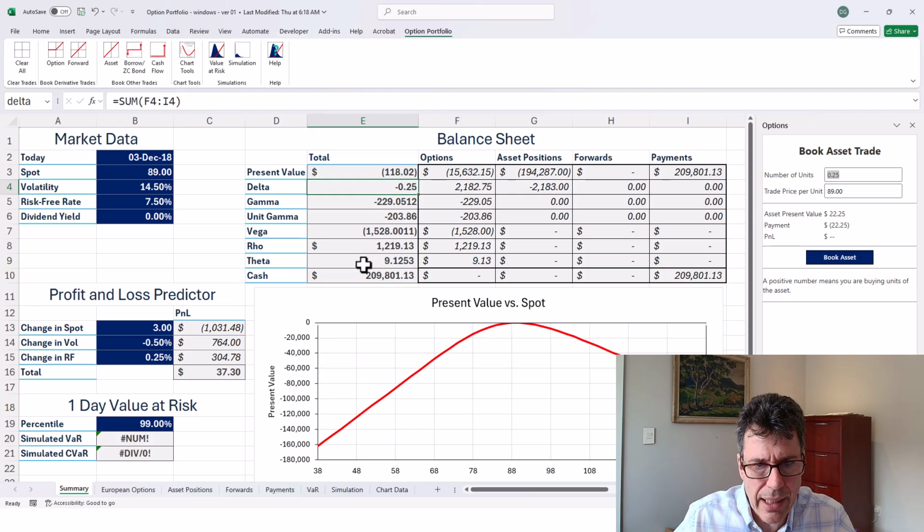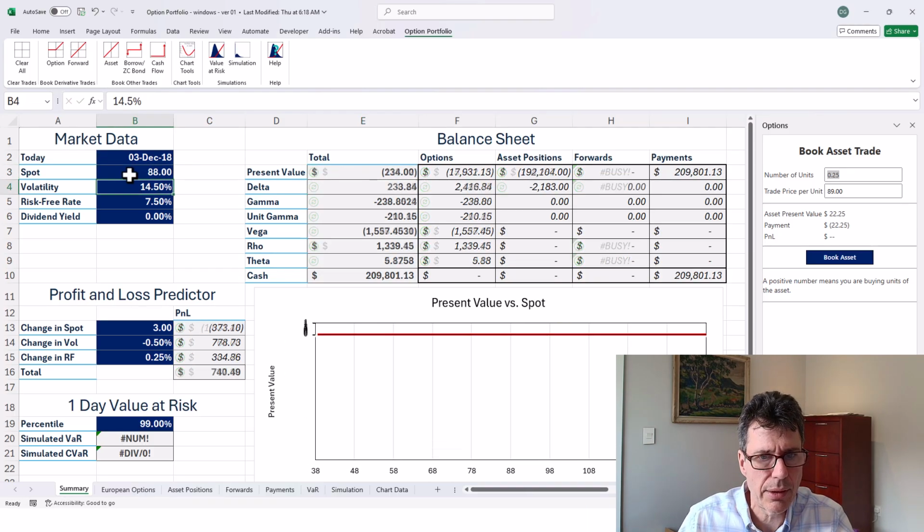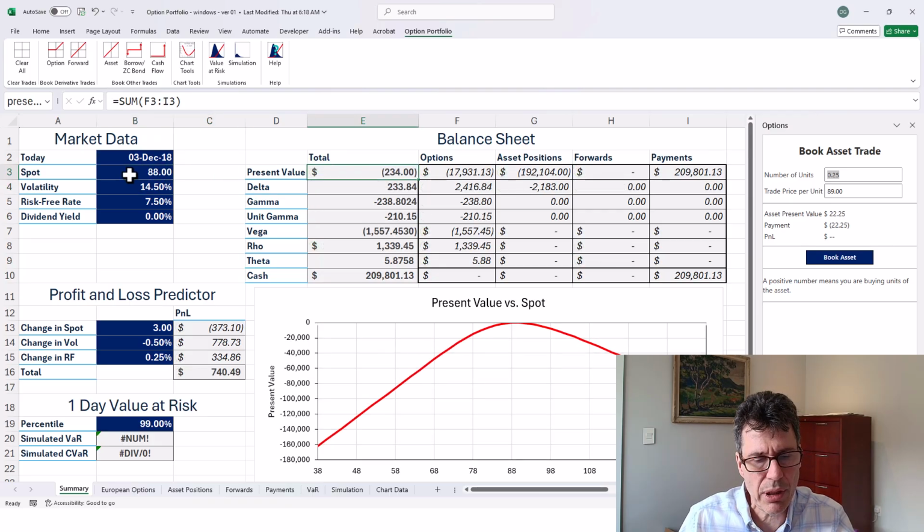Now that hedge has the effect of locking in this loss. So we go back down to 88, just the rest of the scenario, and it pretty much doubles, and we end up with a loss of $234. So the market started at 88, went up to 89. We lost some money. We rebalanced our delta, goes back down to 88. We lose a little more money. If we rebalanced our delta again, we would be locking in this loss.